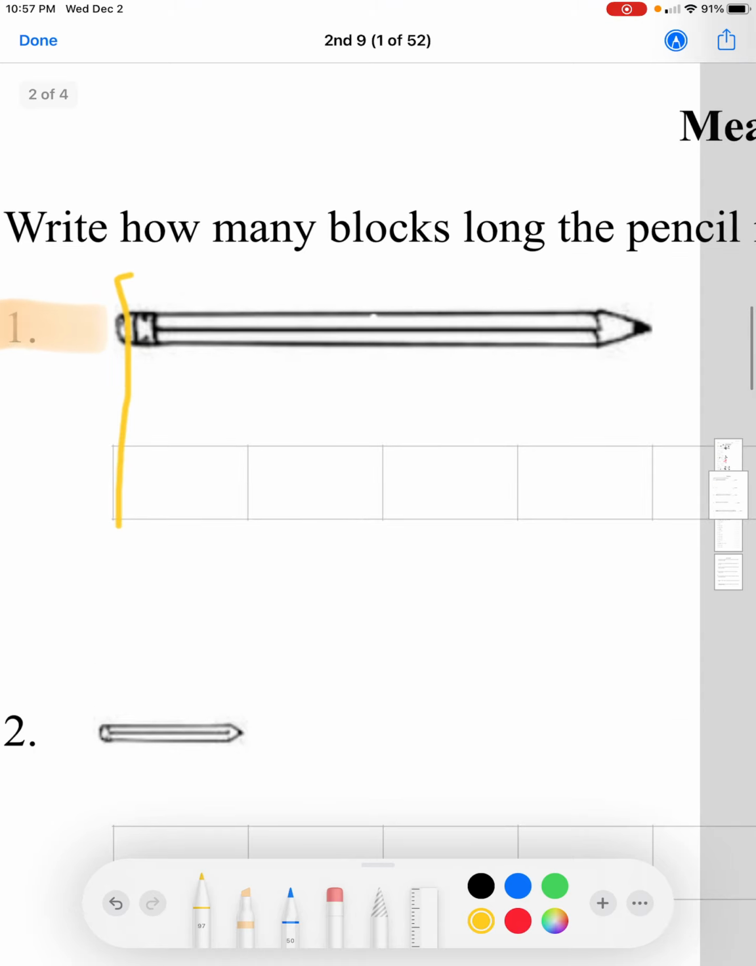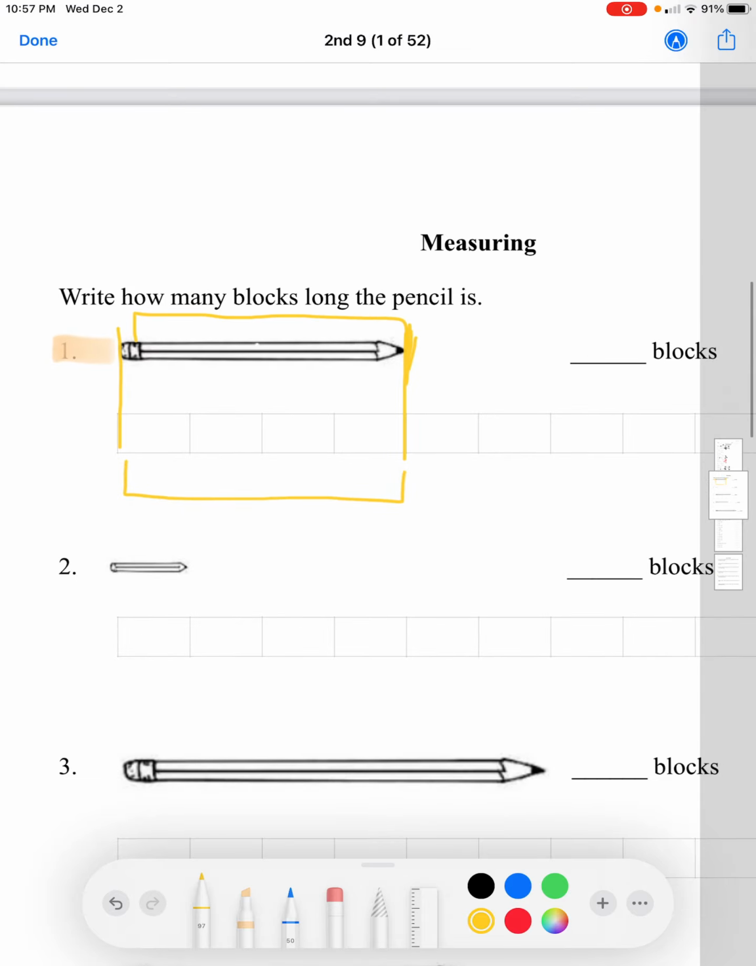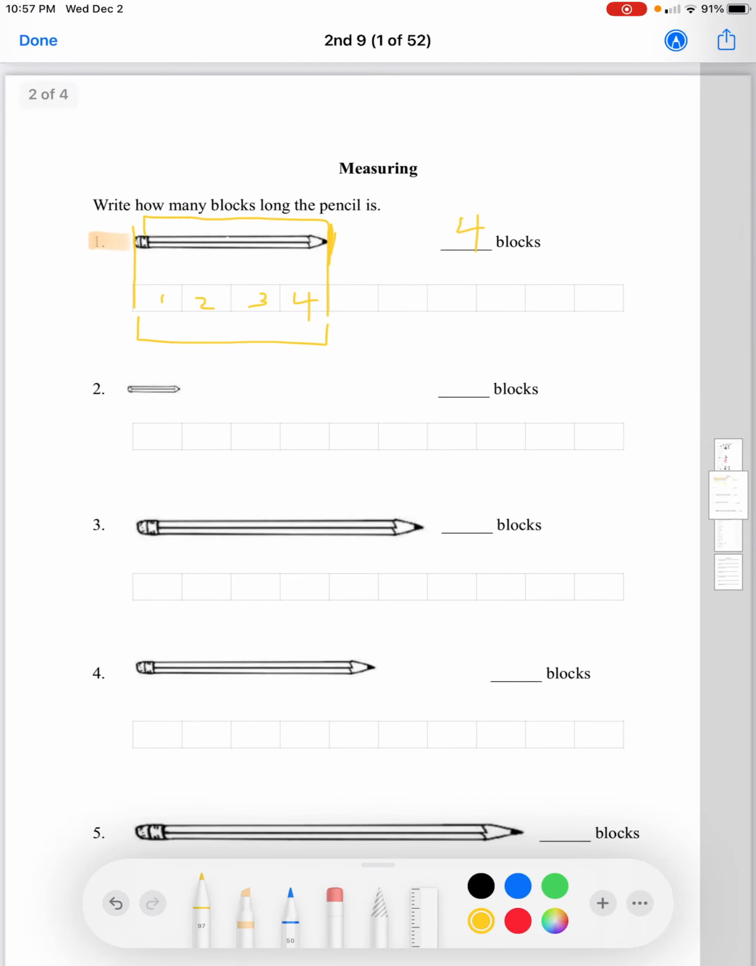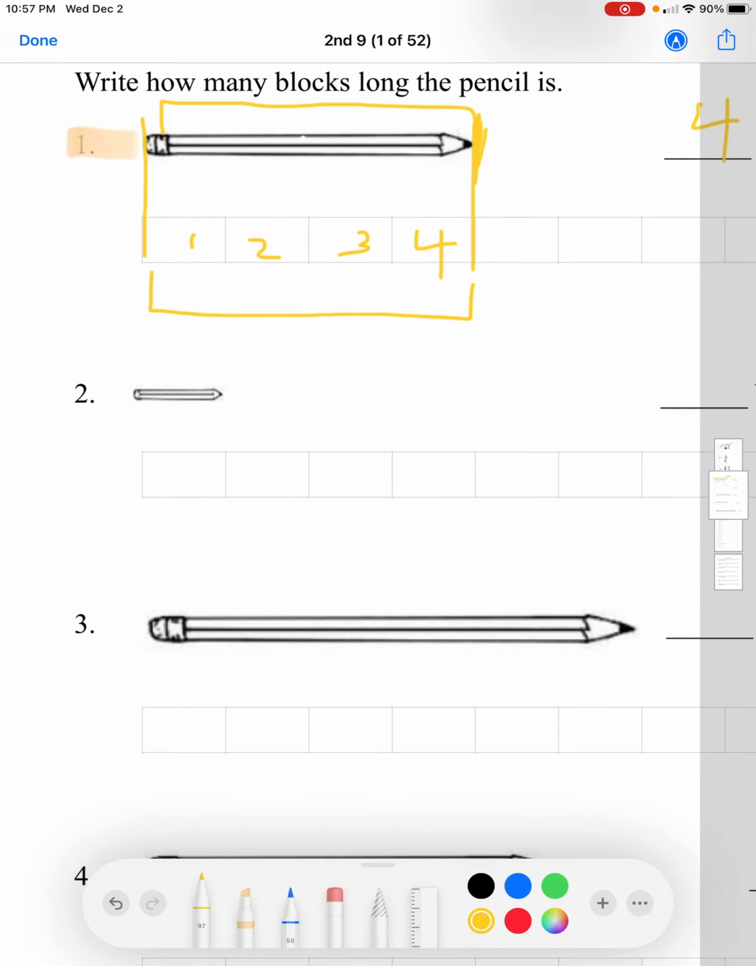Okay. The pencil starts right here, and we're going to go along the blocks to see where the pencil ends. The pencil ends right here, which is this block. So this amount of blocks is the same length as this much of the pencil. So this is 1, 2, 3, 4 blocks. You're just making sure where the pencil ends and where the pencil starts, and counting the blocks in between.